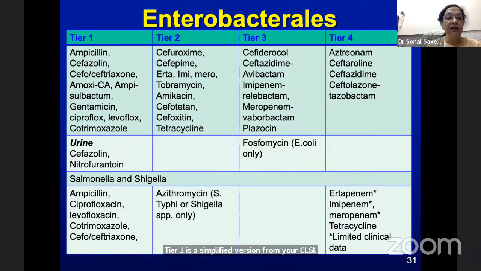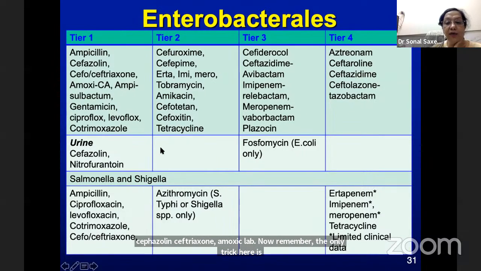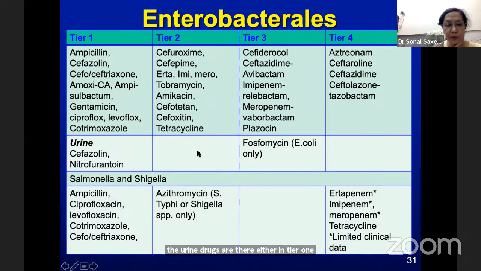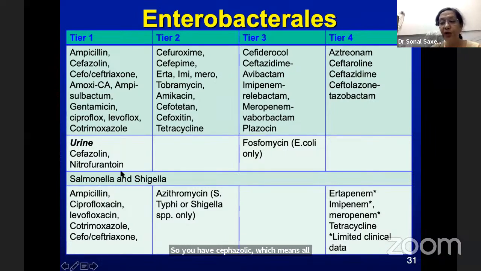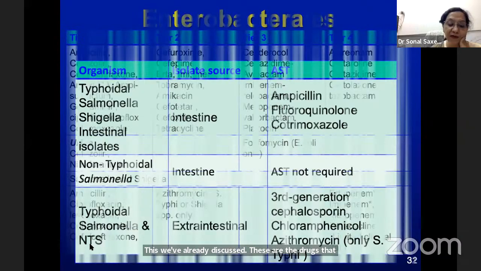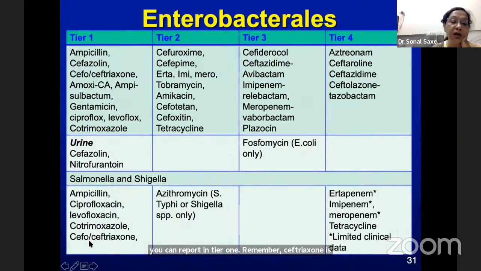Ampicillin, cefazolin, ceftriaxone, amoxiclav. Now remember, the only trick here is that the urine drugs are there either in tier 1 or in tier 3. There is no tier 2. So you have cefazolin, which means all first and second generation cephalosporins, and nitrofurantoin, of course, it is a urinary antibiotic. Salmonella, Shigella, this we've already discussed. These are the drugs that you can report in tier 1. Remember, ceftriaxone is getting repeated in tier 1 for Salmonella.